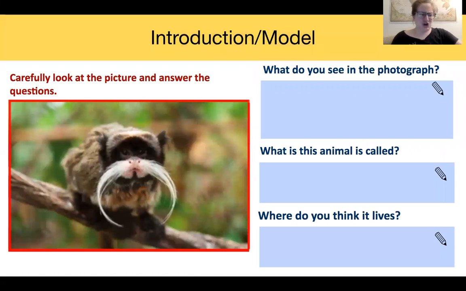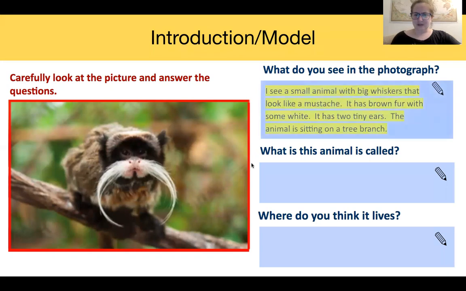Does anyone know what this animal is called? Where do you think it lives? What interesting details do you notice about this photograph? Well, let's carefully look at the picture and answer the questions together. So, what do you see?